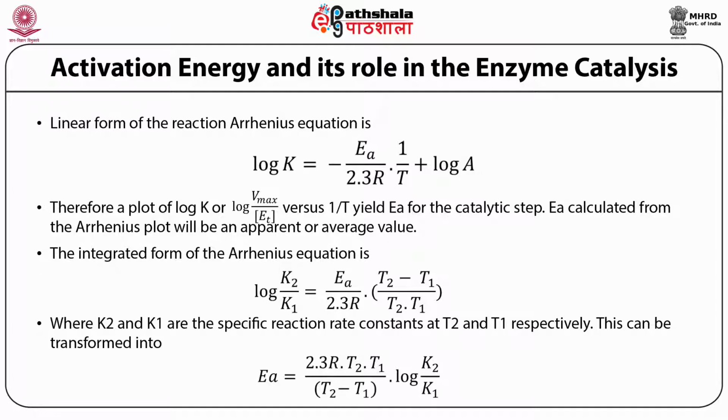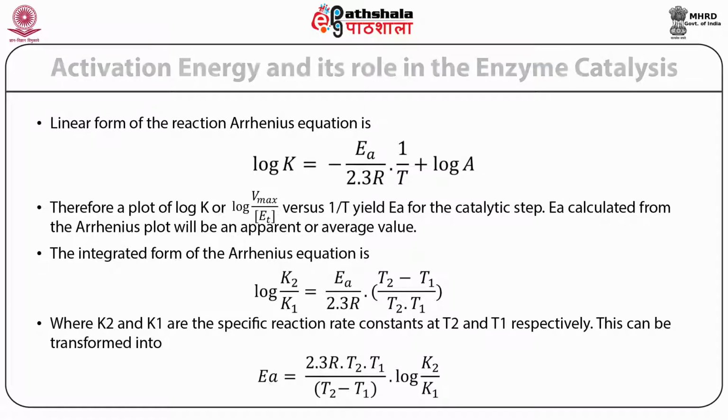The Arrhenius equation can be transformed into another equation which directly calculates activation energy, and that is derived from the integrated equation. So the final equation will be EA is equal to 2.3 R into (T2 upon T1) divided by (T2 minus T1) into log K2 divided by K1.